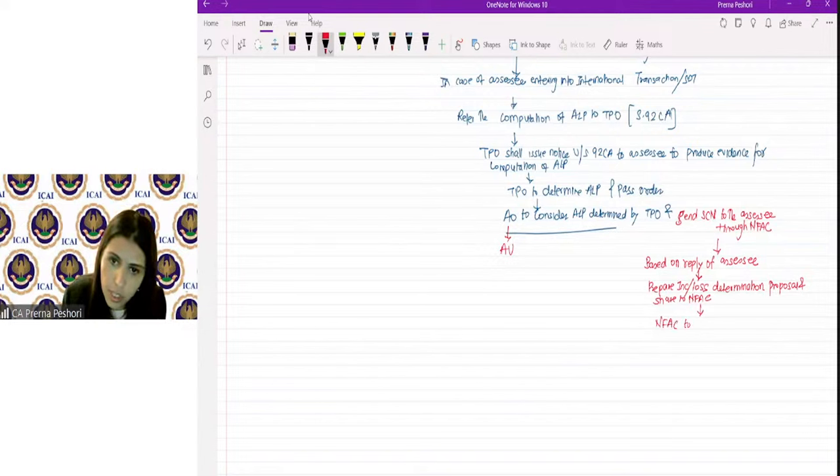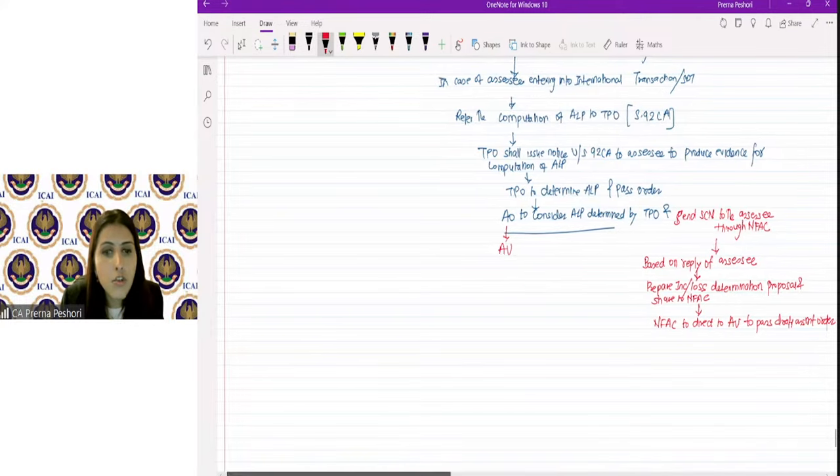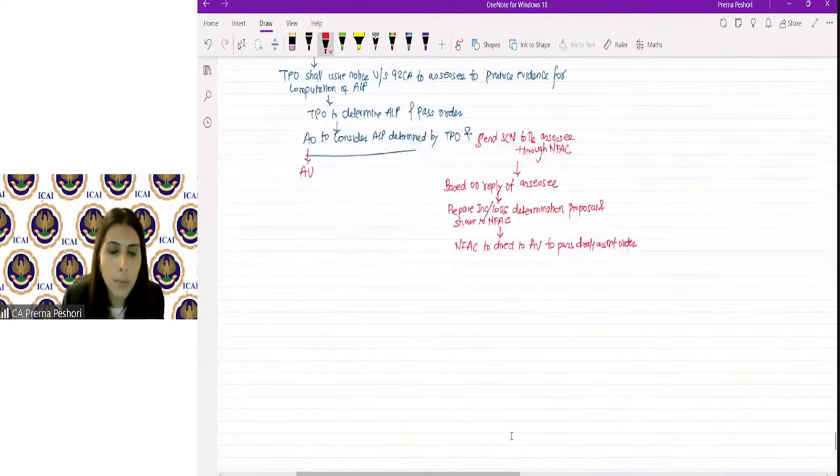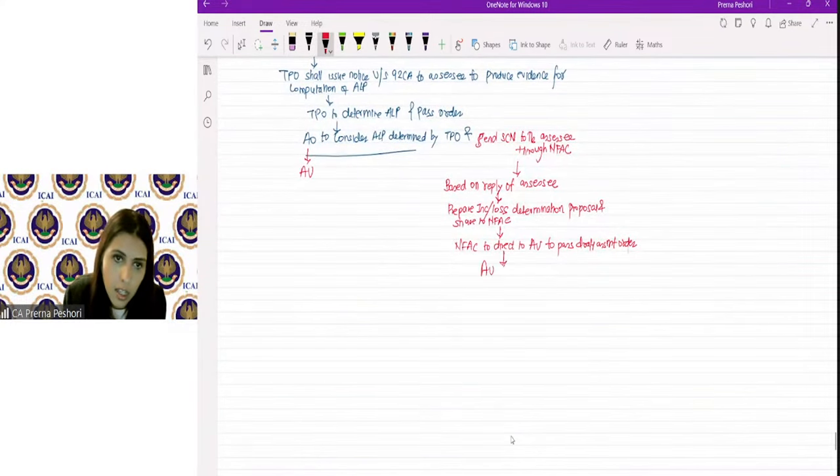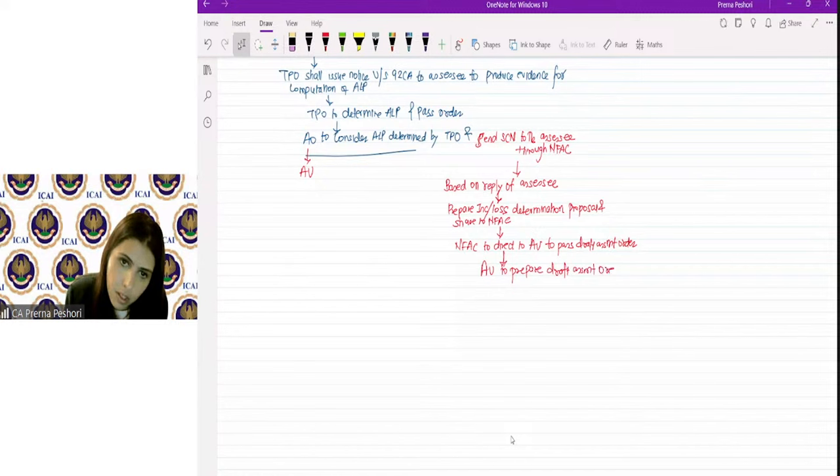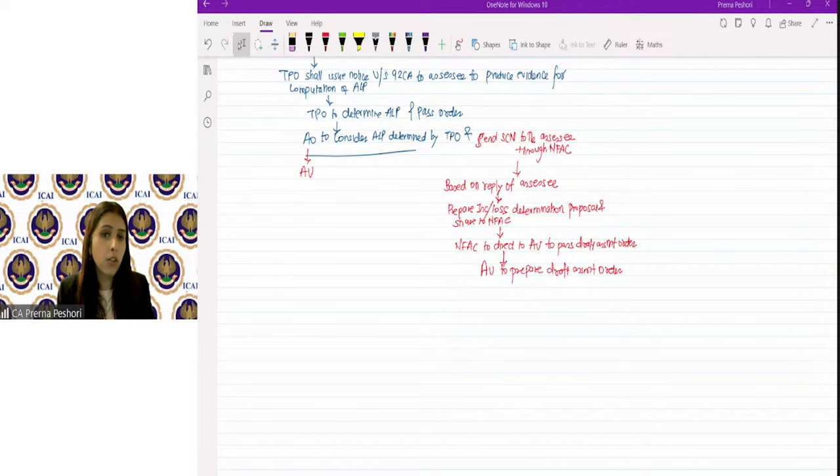NFAC to direct AU to pass draft assessment order. Now this draft assessment order, the AU will prepare the draft assessment order. Now where the draft assessment order is prepared, here the final assessment order will not be prepared.